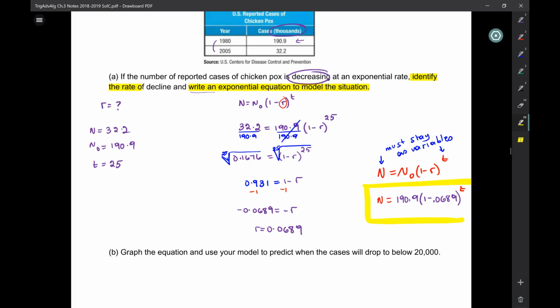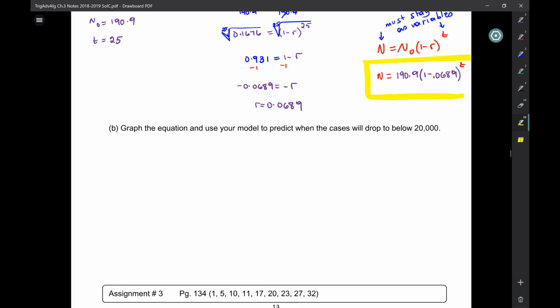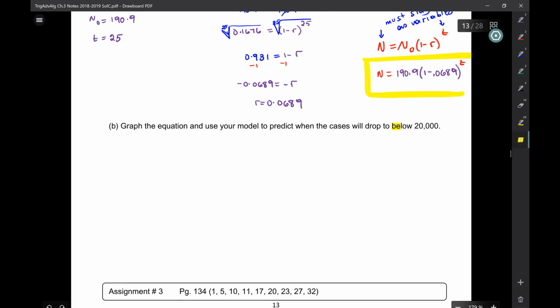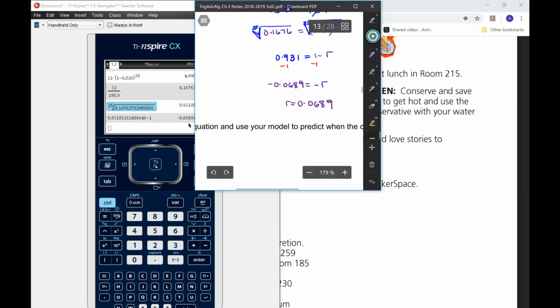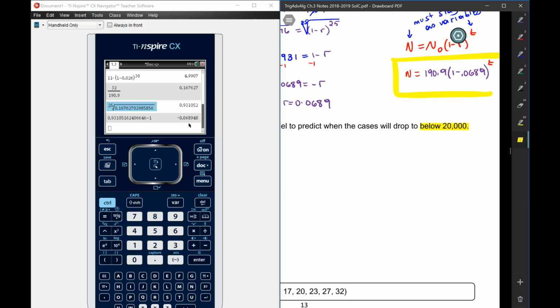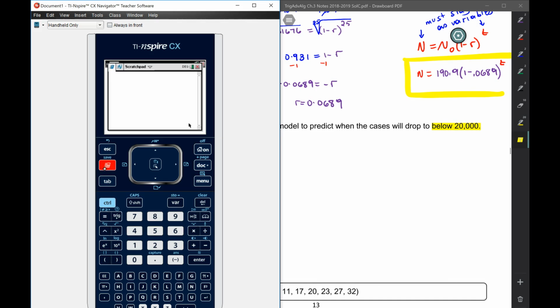All right? So now it says graph the equation and use your model to predict when the cases will drop below 20,000. Okay, so let's graph the equation that we just created. So here I get a graph. We get 190.9 times 1 minus 0.0689 to the power of t, or x.